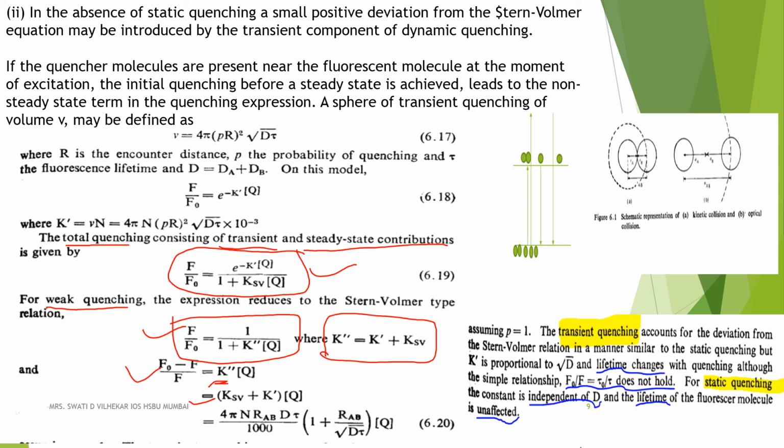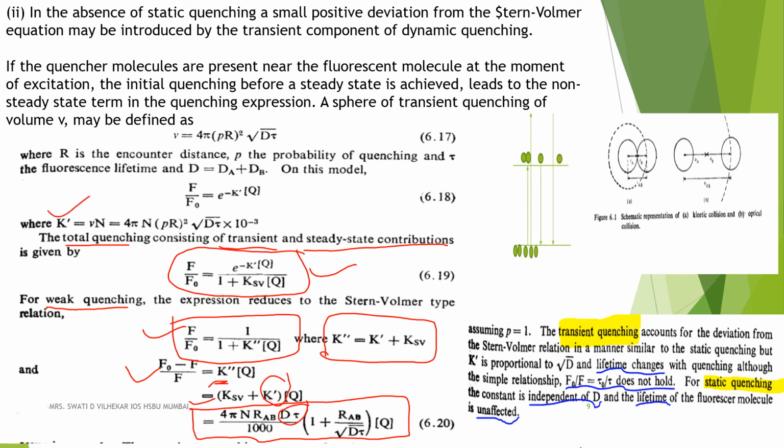Now placing the value for k', you will get this expression, and in this expression you can find that the decrease in the fluorescence intensity is dependent on the diffusion coefficient factor as well as the lifetime factor. So this is your final expression for the weak quenching: F naught minus F divided by F naught is equal to 4 pi n R_AB D tau 1000 in bracket 1 plus R_AB divided by under root of D tau times Q. Here we have placed the value of K only.